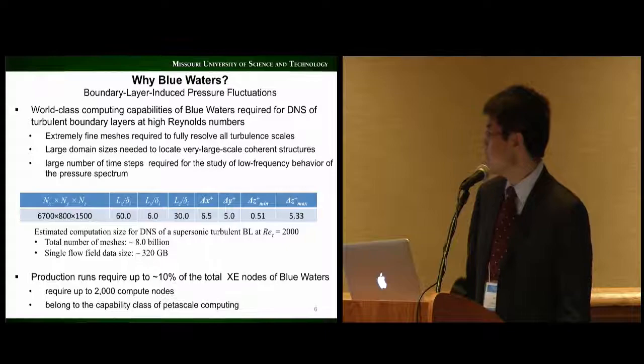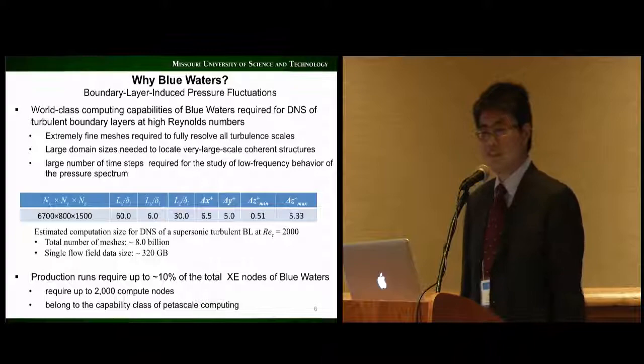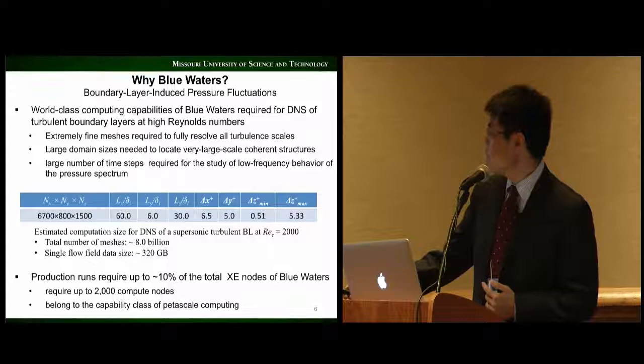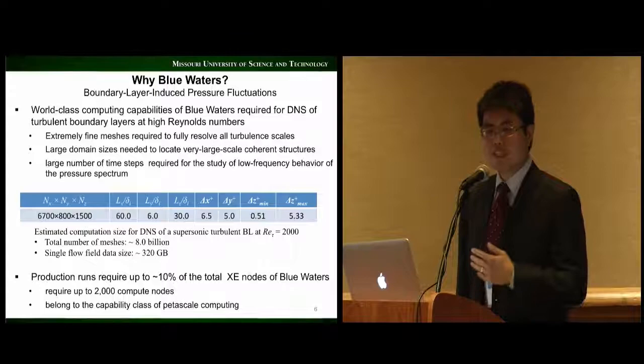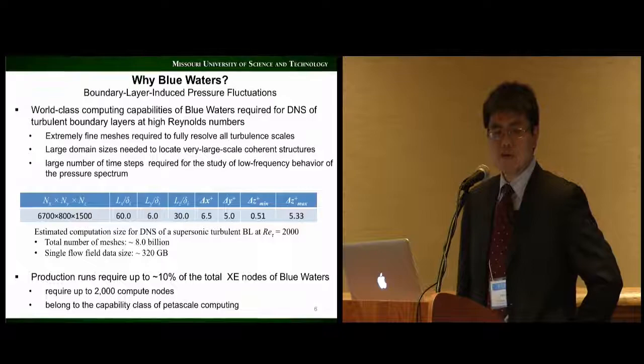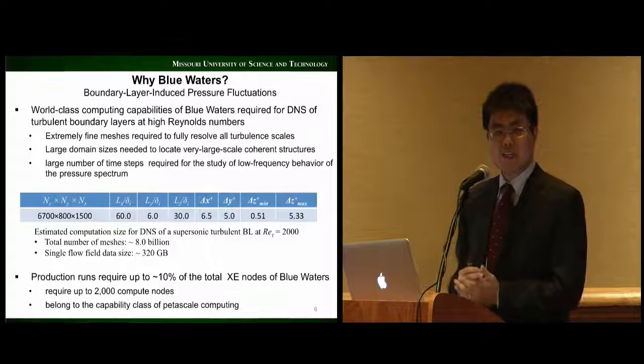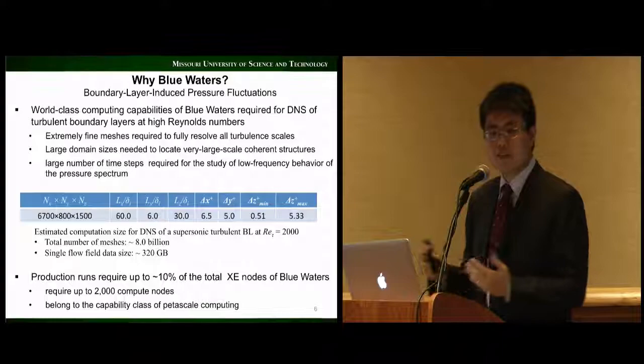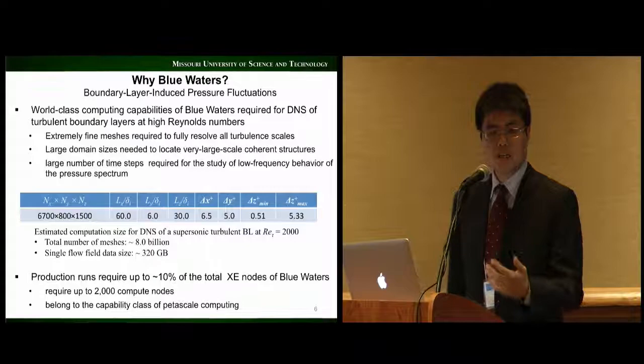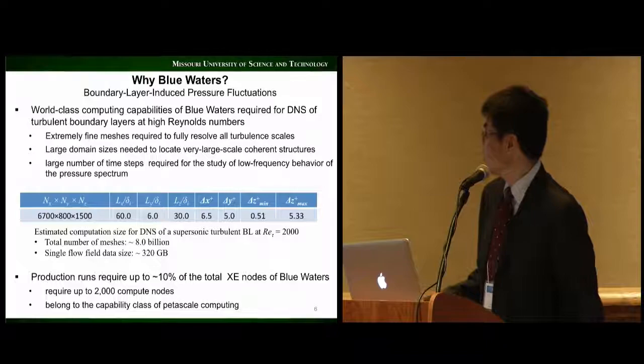This table gives you an idea of the typical size of our calculation. In the proposal, we propose going up to a Reynolds number, the Mach number, of 2,000, which has not been done before. It requires a total of 8 billion mesh points, and a single flow data set has a size of 320 gigabytes. So it's a huge calculation. We need the petascale computational power of Blue Waters to fulfill the goal. That's why we need Blue Waters.